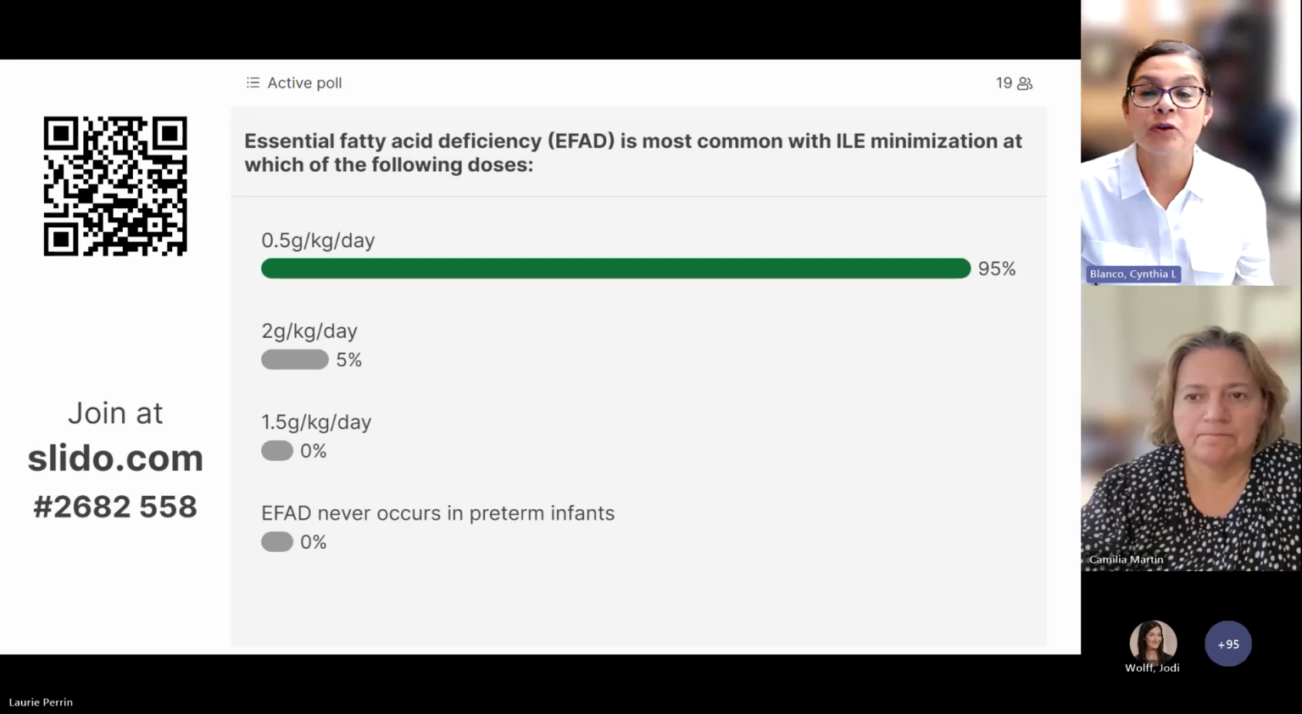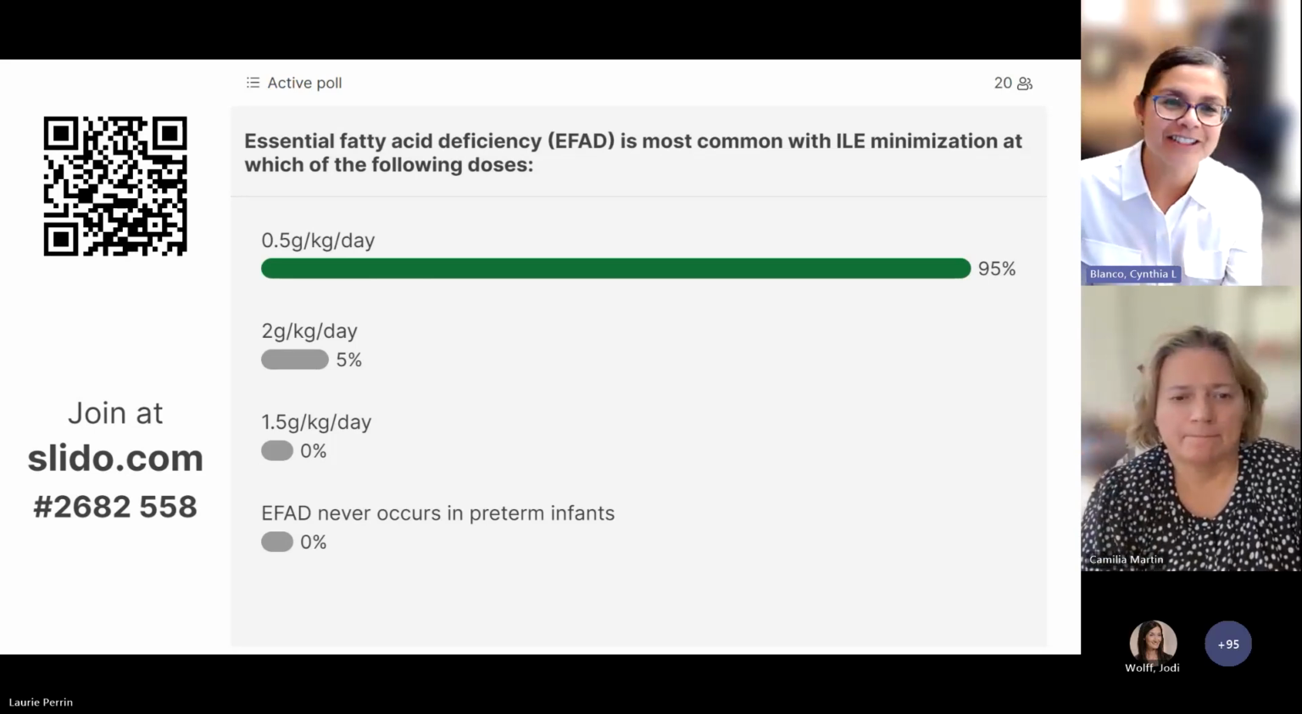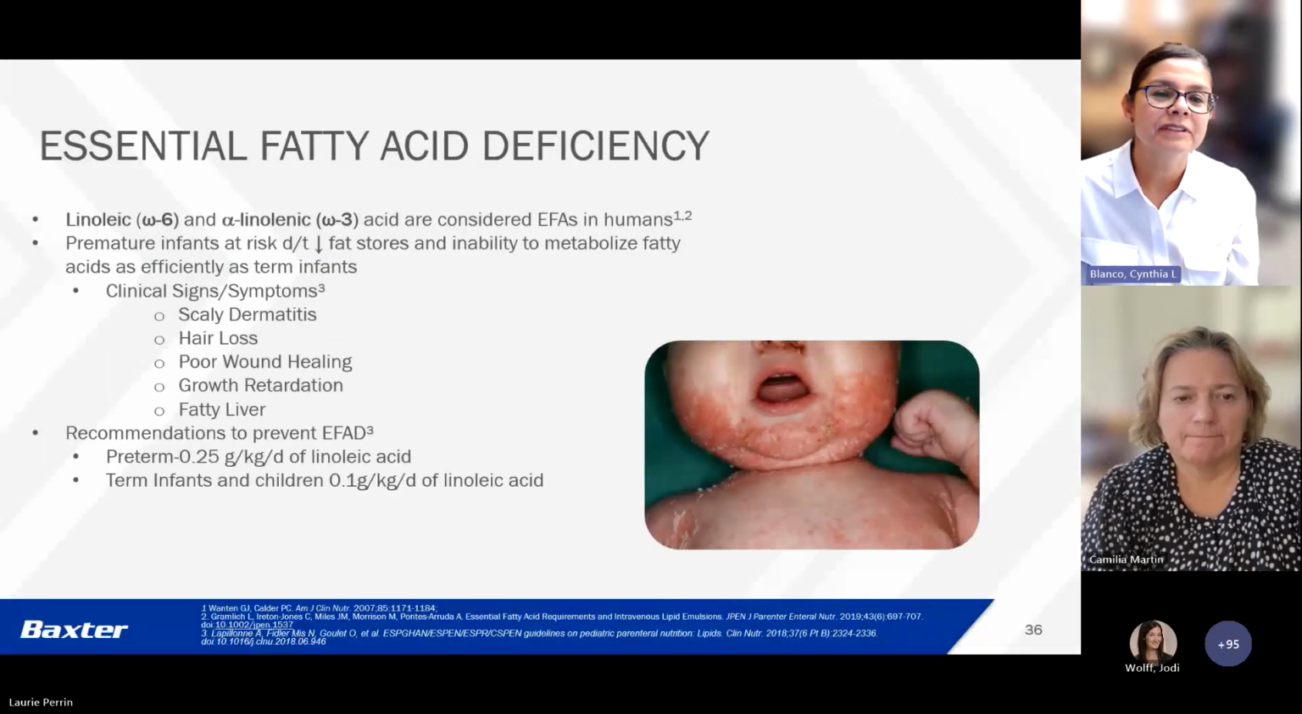So I see that the majority knows that the minimum to avoid that essential fatty acid deficiency is 0.5 grams per kilo per day. And that is the correct answer. If you want to go into the next slide.